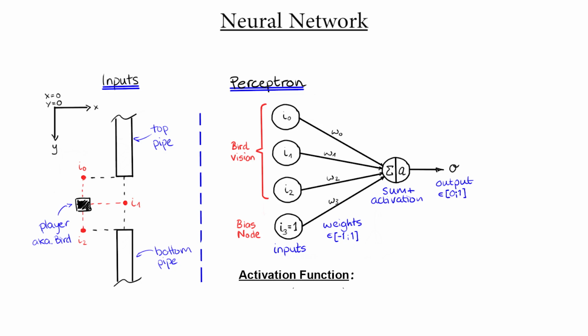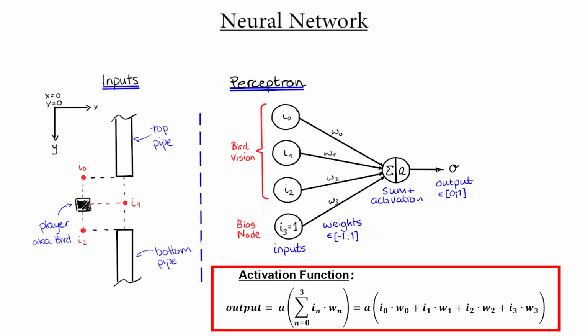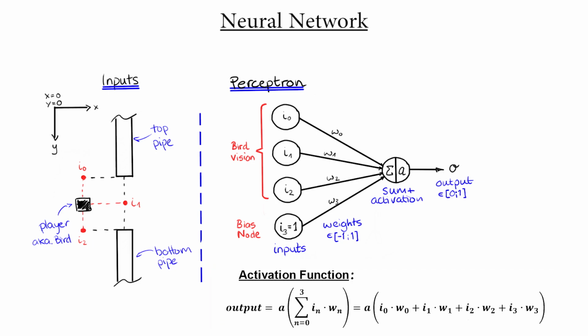And the answer to that question is given by the function that you can see down here, which is called the activation function. What happens is that we take the weighted sum of the inputs, as you can see here on the right-hand side of the equation, and we pass them into a function called the activation function. The activation function that I've labeled A takes the inputs and gives us an output between the values of 0 and 1.